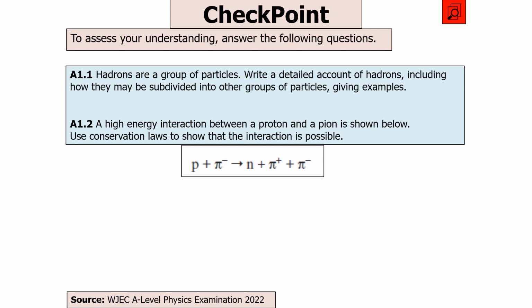Then, a high energy interaction between a proton and a pion is shown below. Use conservation laws to show that the interaction is possible. So pause the video now, then unpause the video when you want to go through your answer.